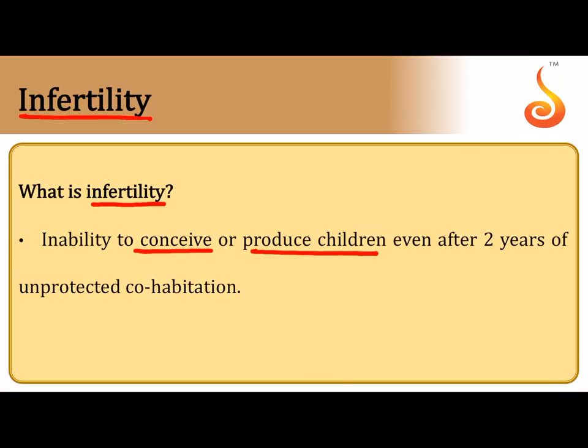So the couple are unable to conceive or they are unable to produce children even after 2 years of unprotected sexual cohabitation. So remember that even after 2 years of attempts towards conception, if they do not conceive or if they are unable to produce children, we call the couple infertile. So here I would like to add a point: unprotected sexual cohabitation. Inability to conceive or produce children even after 2 years of unprotected sexual cohabitation is referred to as infertility.